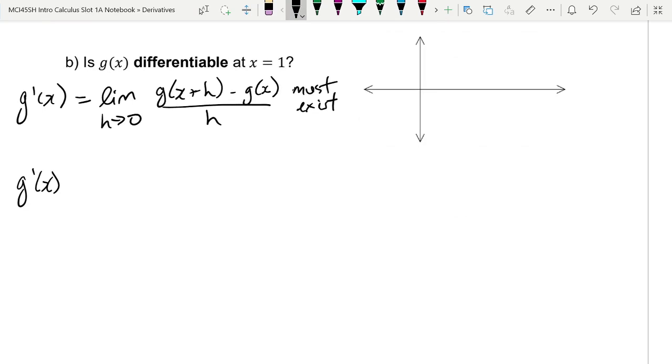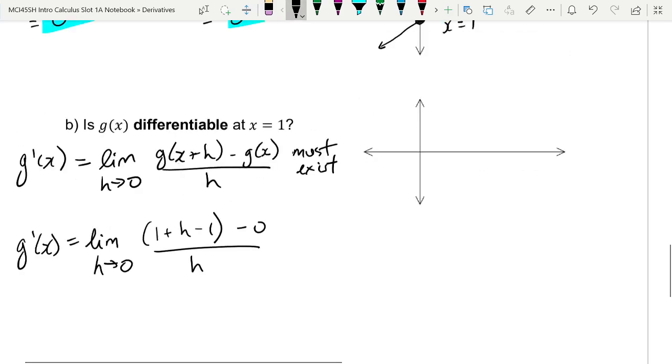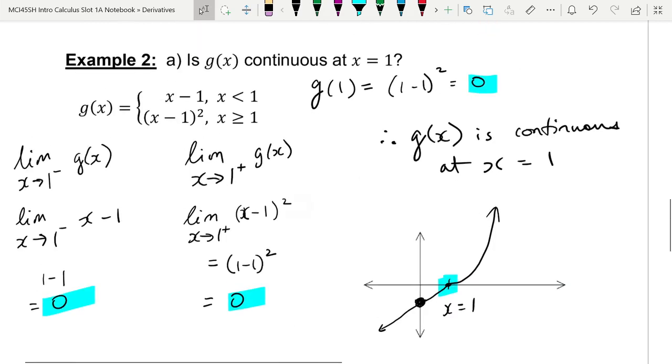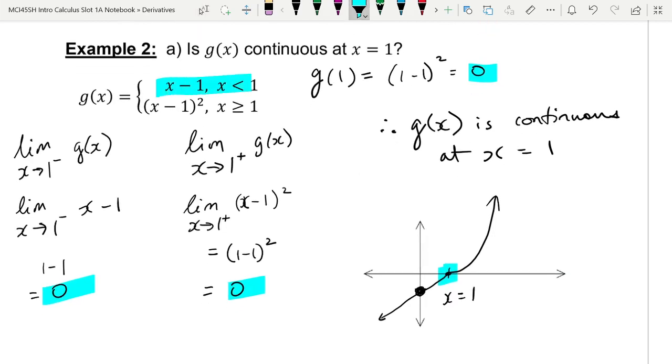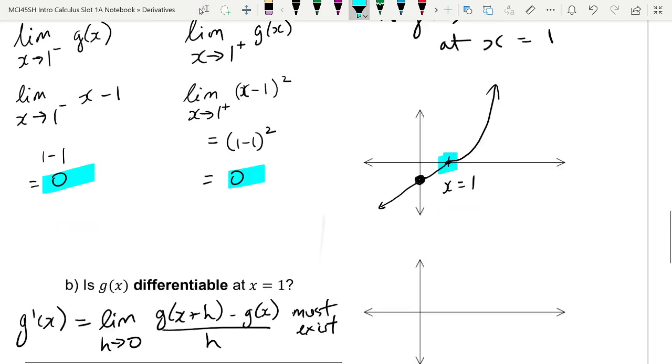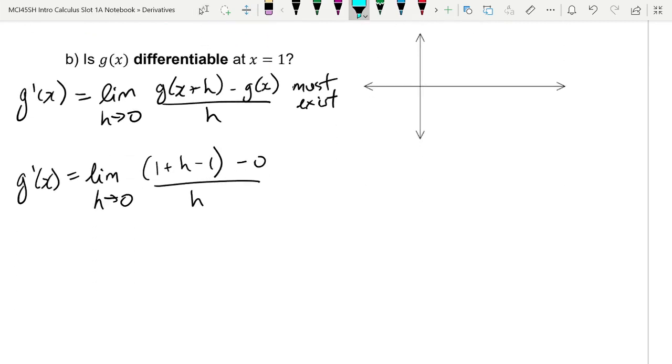g prime of x is equal to the limit as h approaches 0 of, that'd be x is 1, so 1 plus h. Oh, hang on. I forgot the other part of the function. It's x minus 1, right? So minus 1 minus 0 over h, right? I'm just using this function here because this is the one from the left. So there we go. That's x, and I replaced x with x plus h.